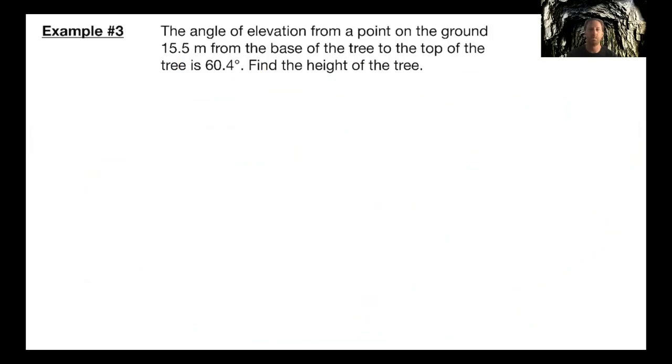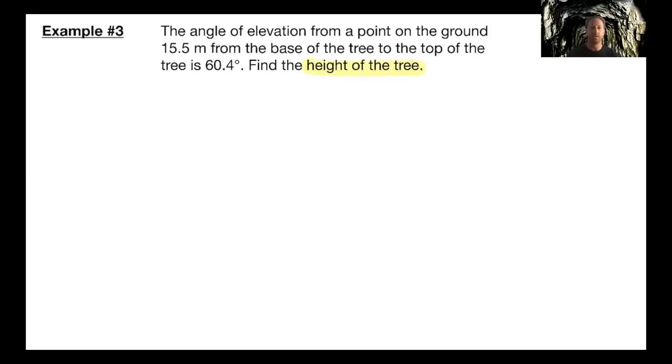So this third example actually looks a lot more like a word problem than the other ones that we've been doing. This one says the angle of elevation from a point on the ground 15.5 meters from the base of the tree to the top of the tree is 60.4 degrees. Find the height of the tree. So what I like to do is read the whole thing first. Now I'm going to try to figure out how I can draw this and then put in all of the things that they gave me to work with in order to find that height of the tree. I always like to read the whole thing first because now I know what I'm looking for, the height of a tree.